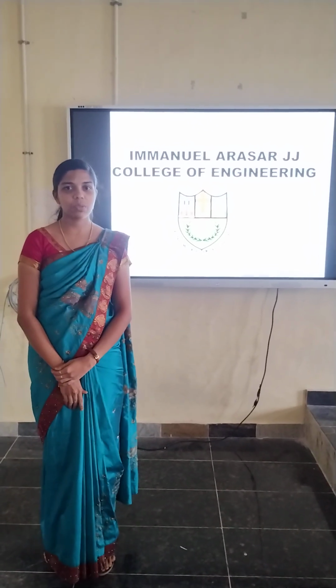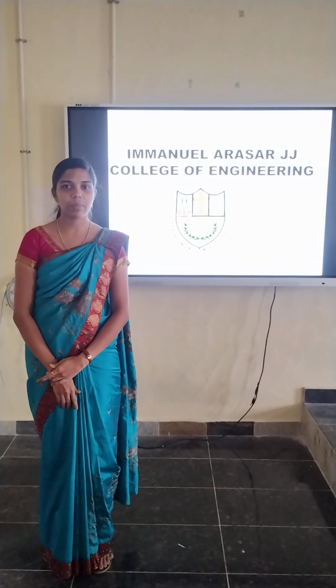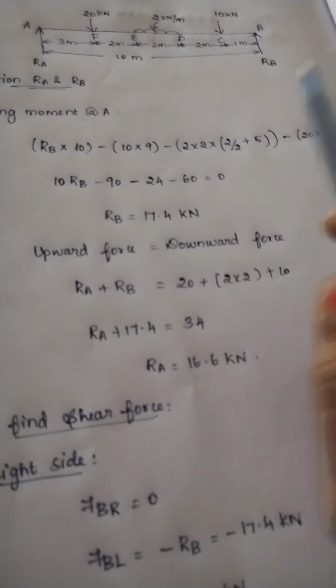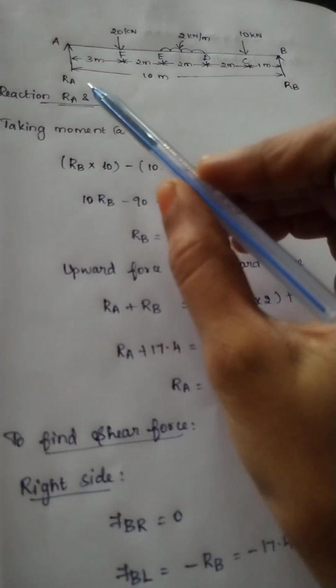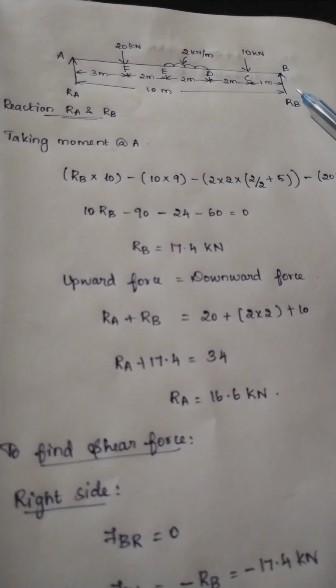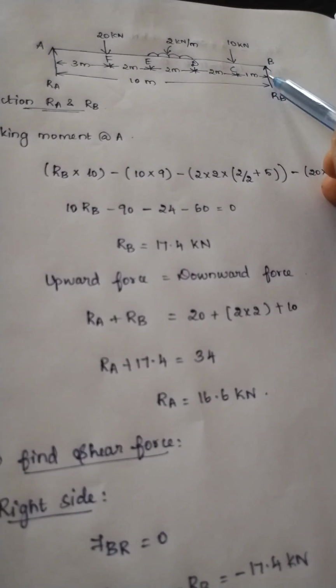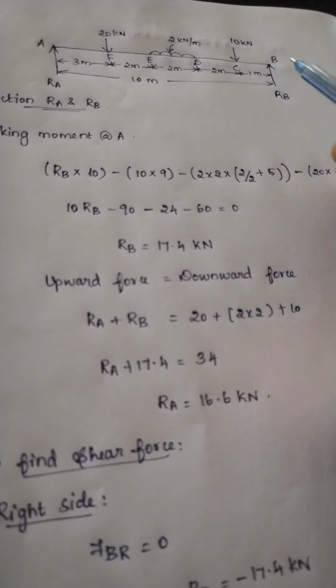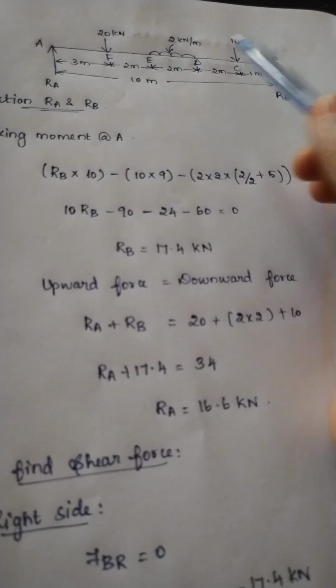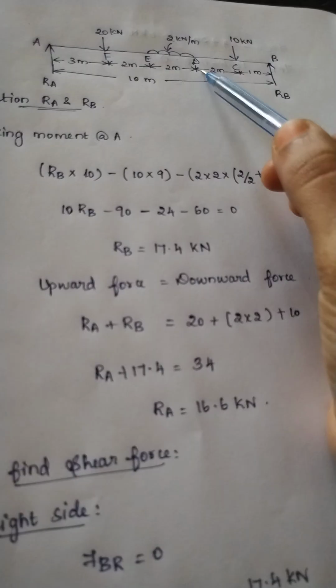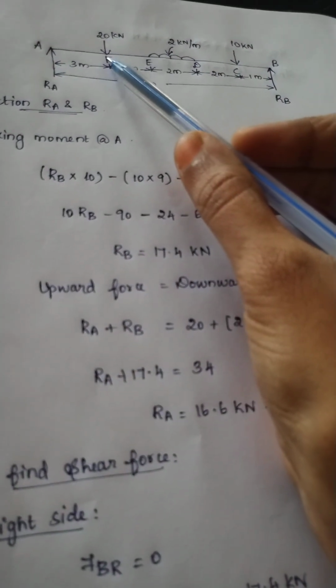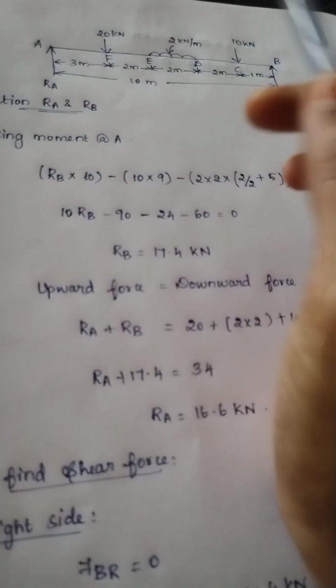How to calculate the shear force and bending moment for a simply supported beam. Let us consider a simply supported beam AB of span 10 meter carrying a point load 10 kilonewton at a distance of 1 meter from B, and 2 kilonewton per meter UDL at a distance of 3 meter from B, and 20 kilonewton at a distance of 3 meter from A.